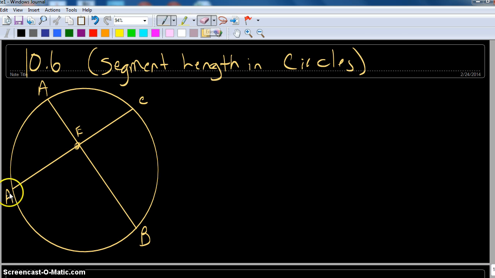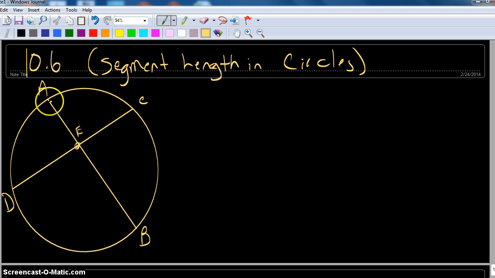Oh, wait a minute, I have one too many A's. Erase this and make that a D. There we go. Alright, so EA, we're looking at this segment here. This is not like yesterday's work where we have two lines crossing on the inside, so we add and divide by 2. This is different because we're not going to give arc length. We're only going to be working with the segments.